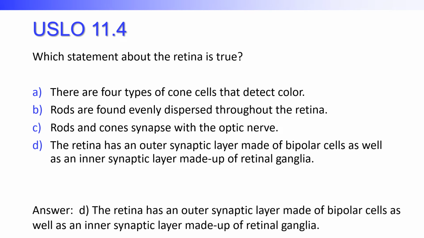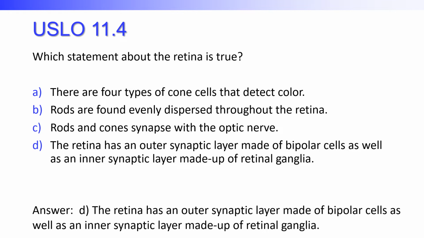The retina has an outer synaptic layer and an inner synaptic layer. The outer layer is where we're going to find the bipolar cells as well as the rods and cones. And the inner layer is where you're going to find all those other specialized cells, including the retinal ganglia. So what about each one of these? How many types of cone cells are there that detect color? There's only 3, not 4.